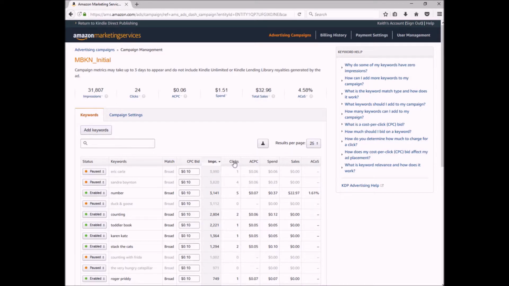Now, if you have a high number of clicks, but you don't have a lot of sales, that tells you something about your ad as well. It tells you something that you can't really change while it's live, but you can definitely change once it's done and you want to start your next campaign for that book.